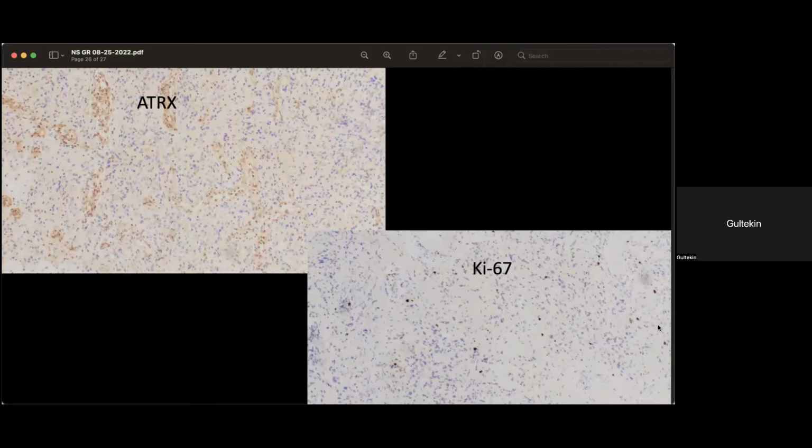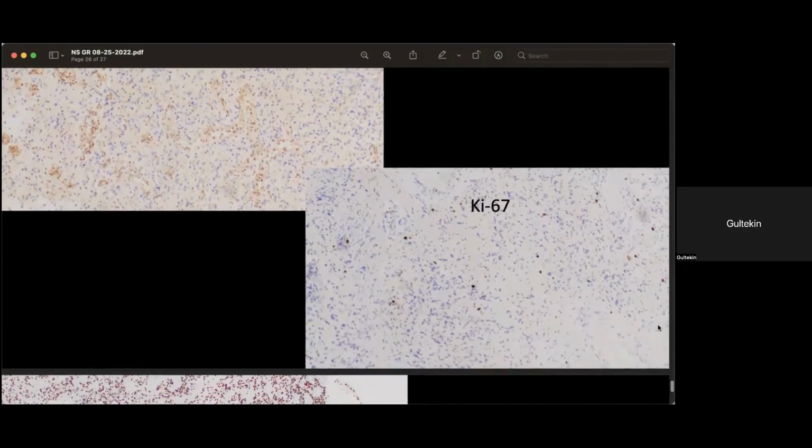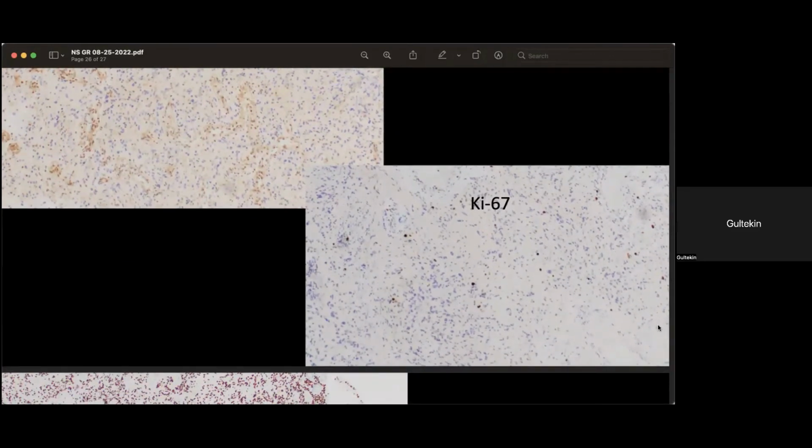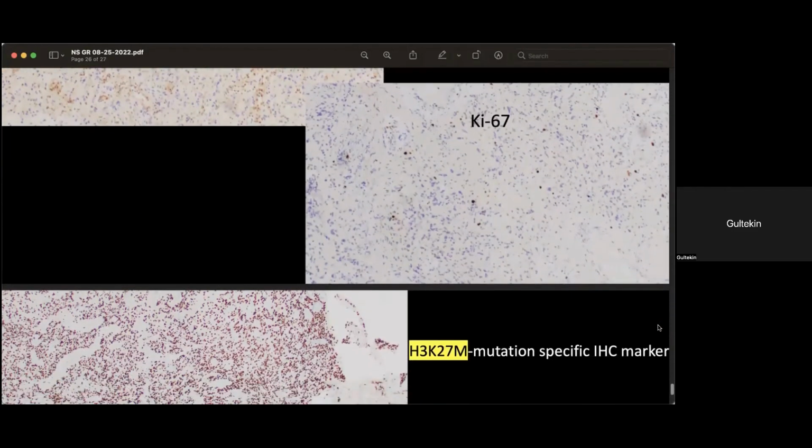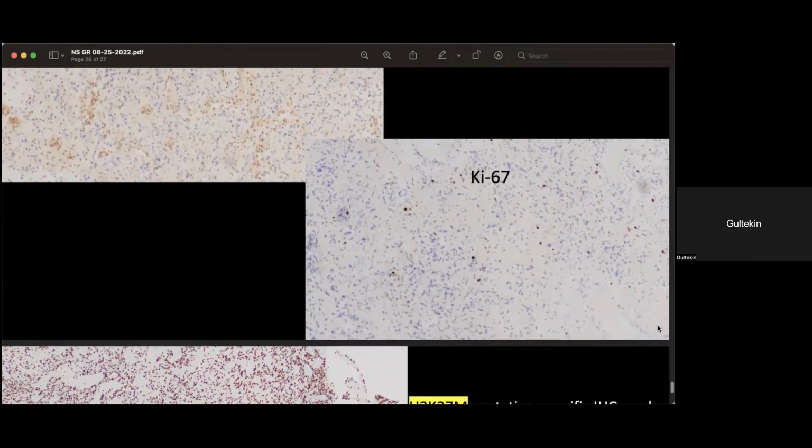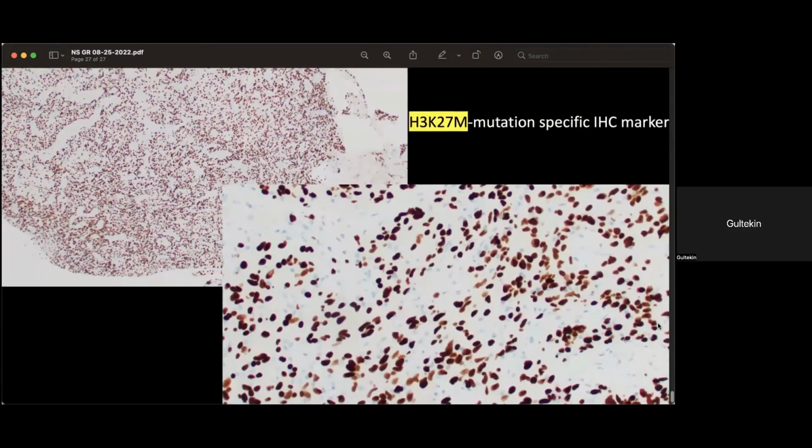The Ki67 index is pretty low, maybe 2% or something like that. The problem is, go ahead and move on to the next. There is this marker H3K27M, which is a mutation-specific immunohistochemical tool that we use to identify mutations in this histone element. Unfortunately, this is widespread positive, indicating mutation. So now the diagnosis completely changes.